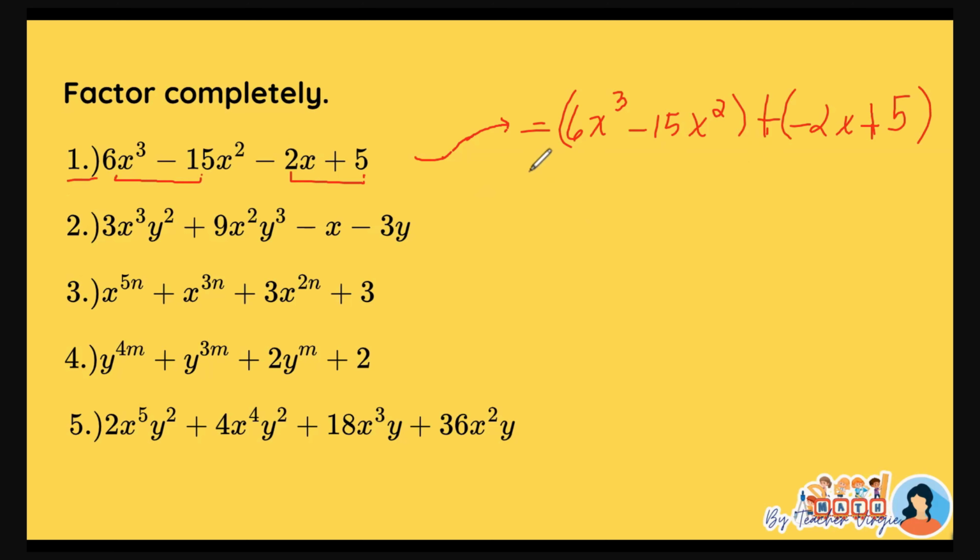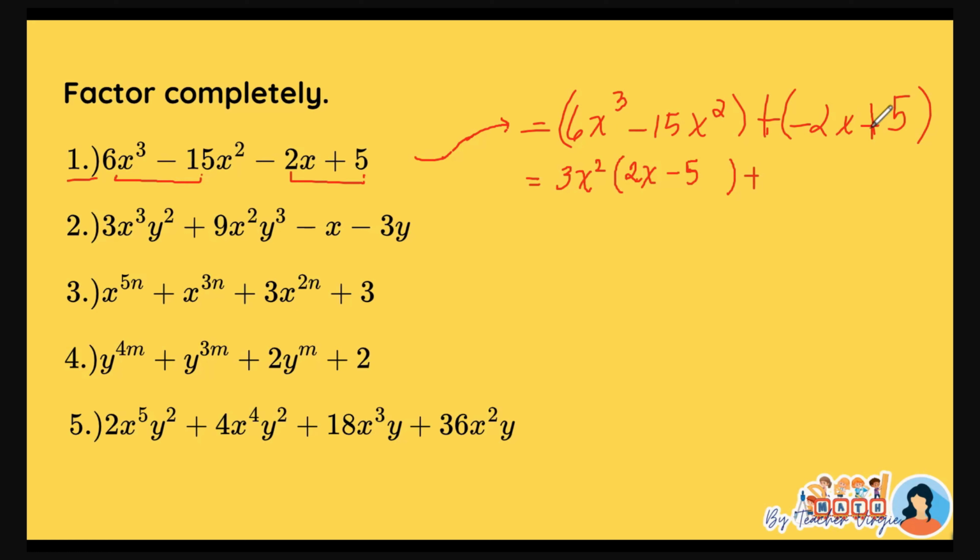Next, let's find the GCF of each group. 6 and 15 have a common factor of 3, while for x cubed and x squared, the least is x squared. Now find the remaining factors. 6x cubed divided by 3x squared is 2x. Then the operation is subtraction, 15 divided by 3 is 5, and x squared divided by x squared is 1. So the remaining factor of the first group is 2x minus 5. Then plus.